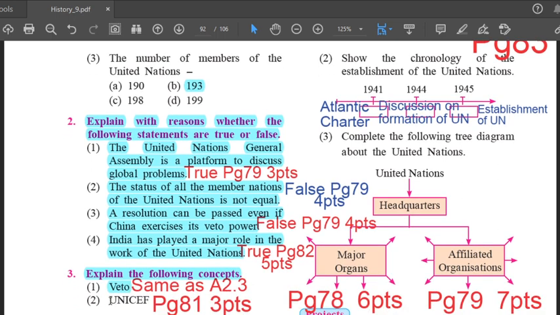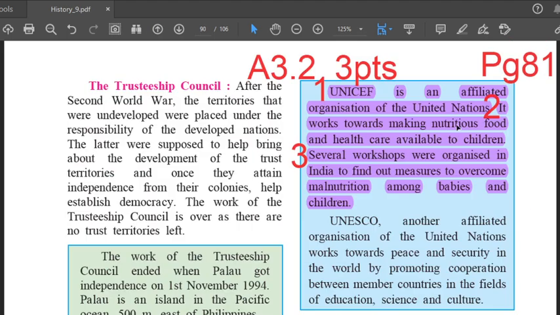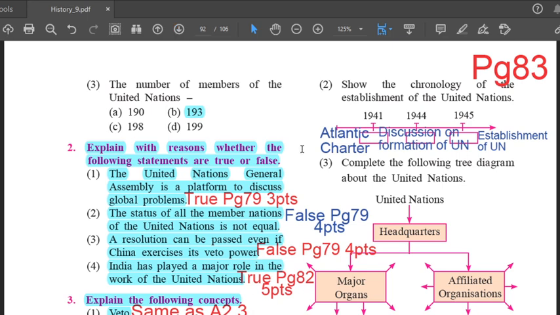Unicef. The answer to this question is on page number 81. Right hand side, blue box. See the first line in the blue box, that's your first point. UNICEF is an affiliated organization of the United Nations. Second, it works towards making nutritious food and health care available to children. Third and the last point, several workshops are organized in India to find out measures to overcome malnutrition among babies and children. Till here, that's answer 3.2, 3 points.